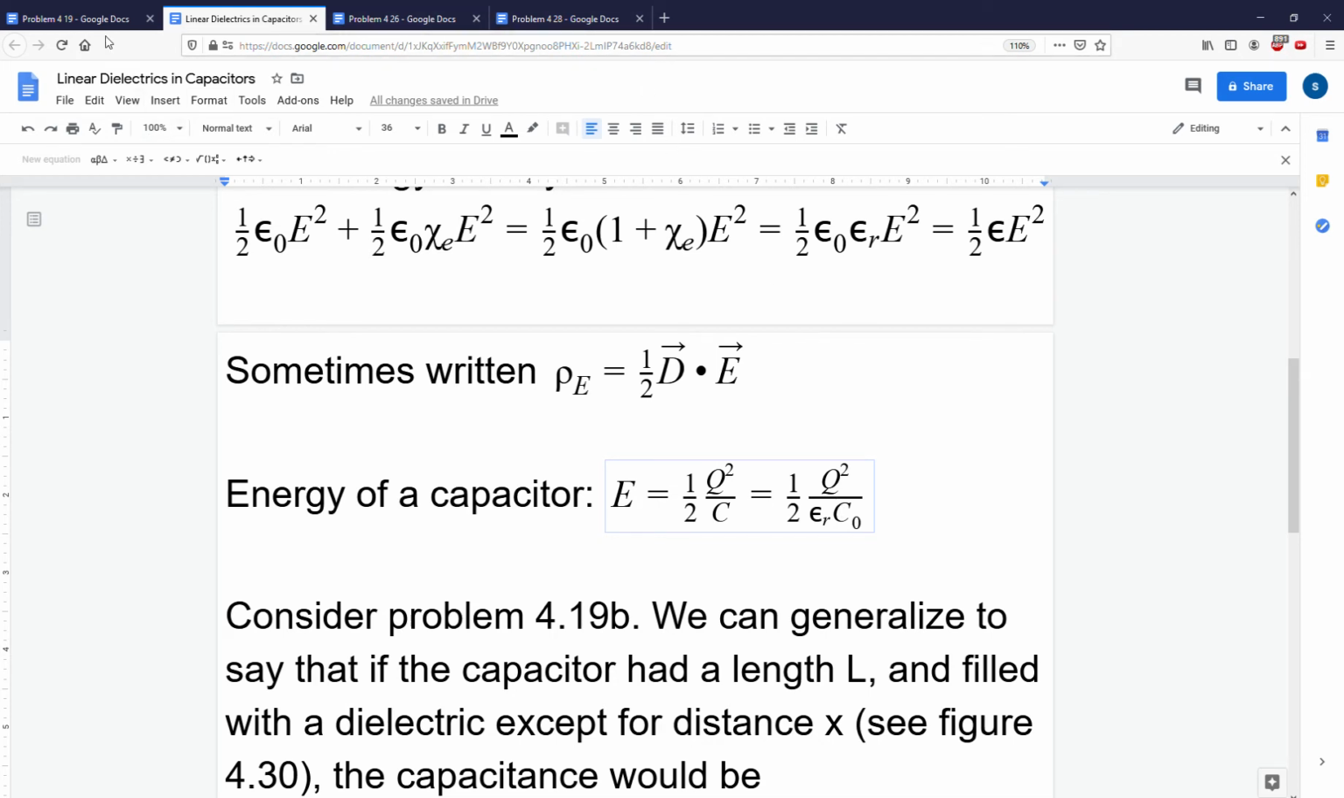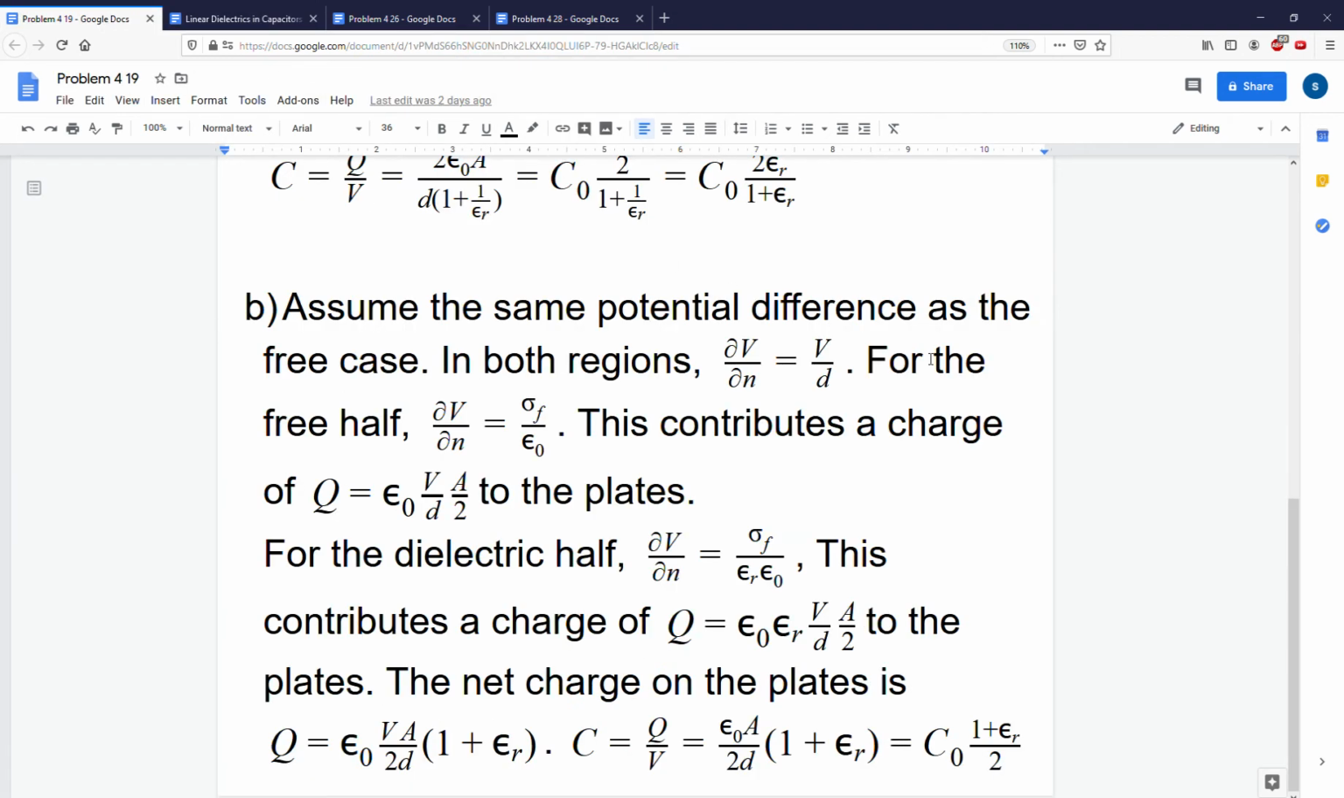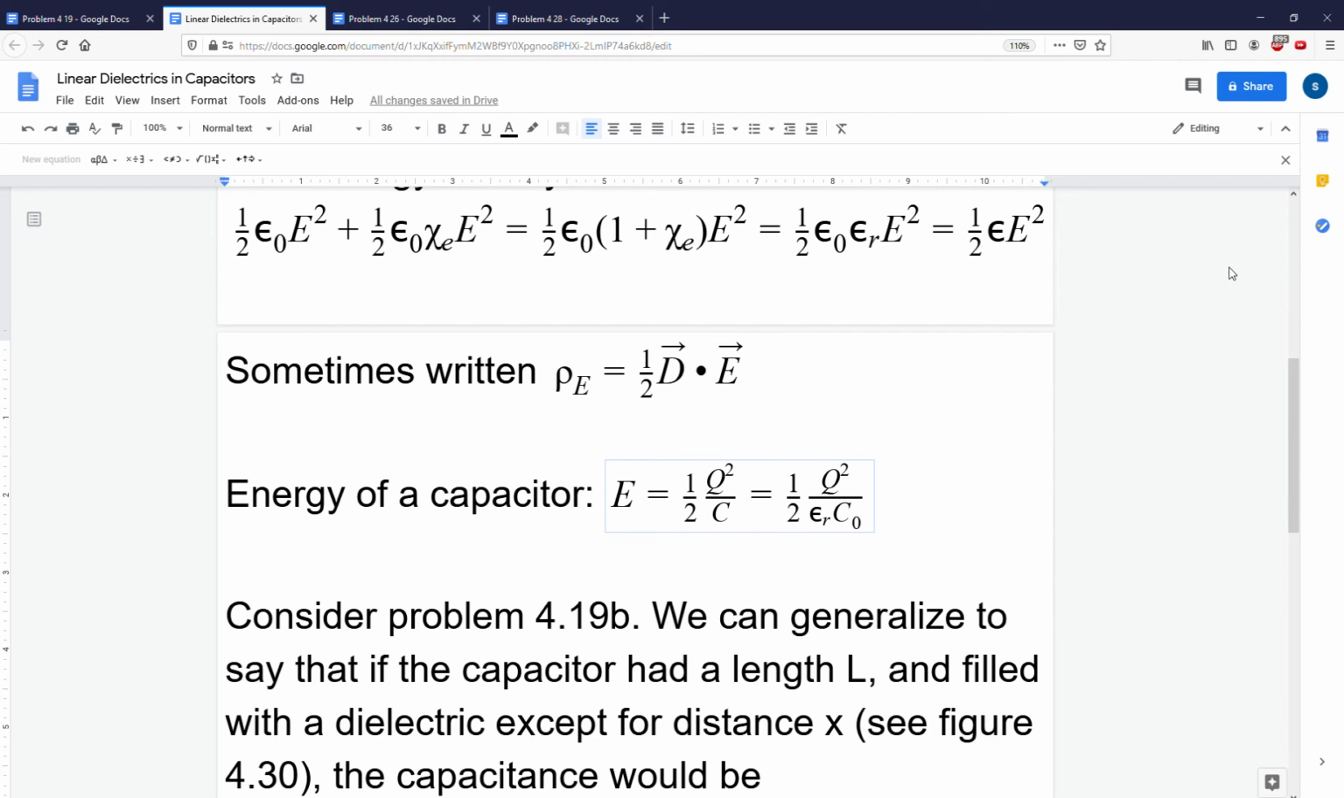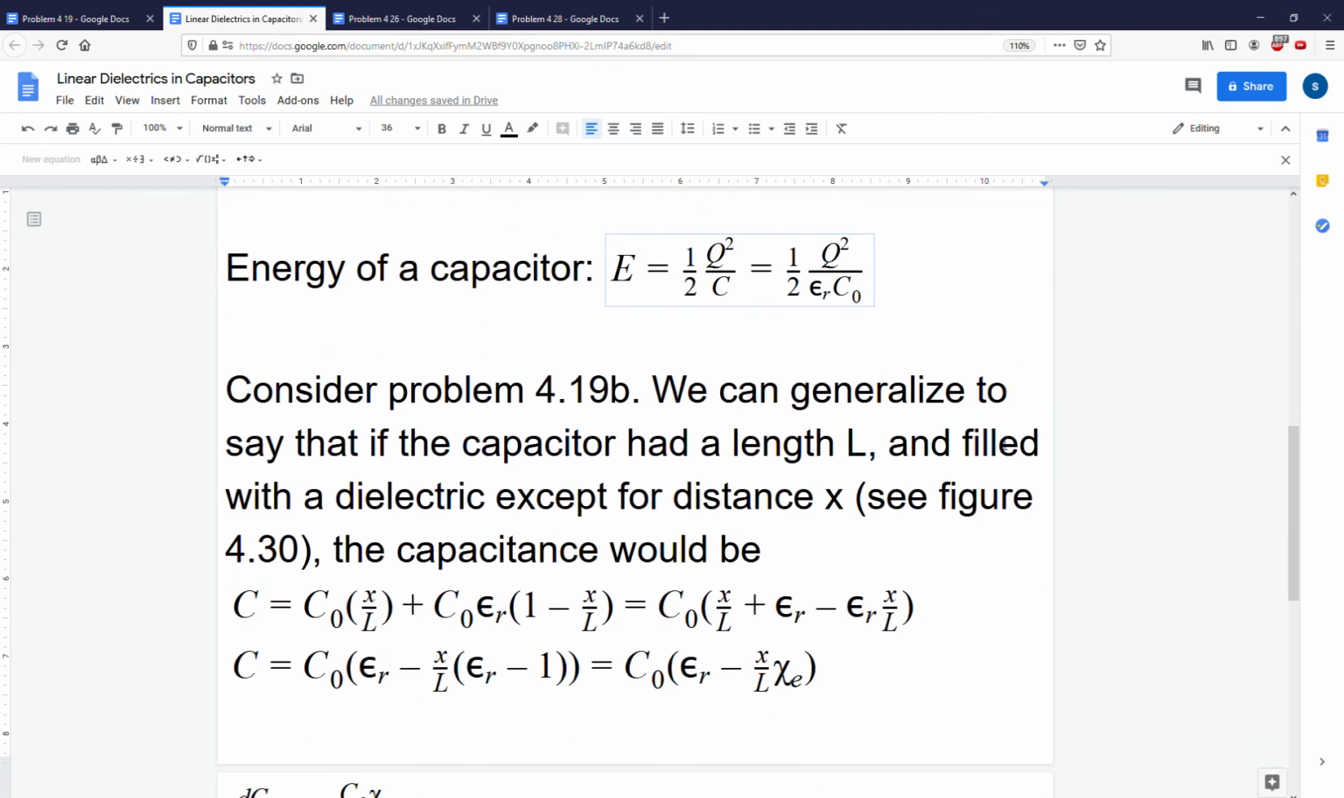Now, let's go back to problem 419. In 419, we looked at what would happen if you took a capacitor and partially filled it with a dielectric material. For part A, we filled it halfway vertically, and part B, we filled it halfway horizontally. Let's try to generalize the result from part B. Let's say that instead of filling it halfway, we filled it some fraction of the way.